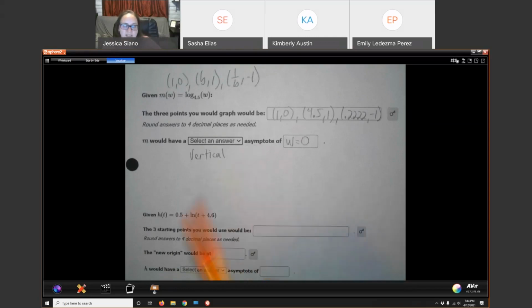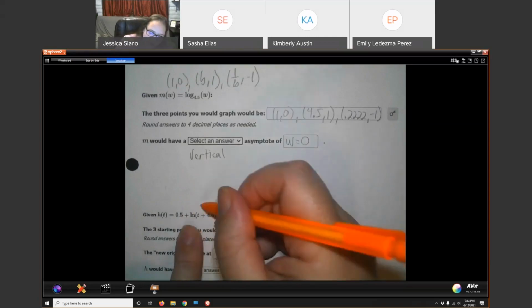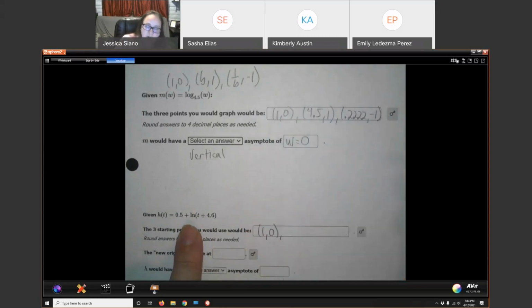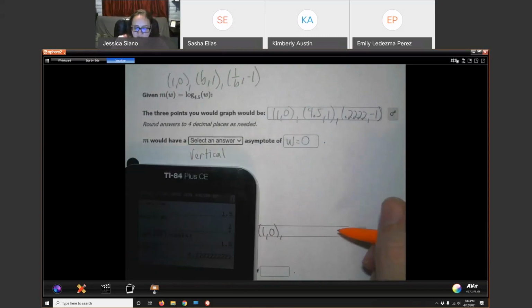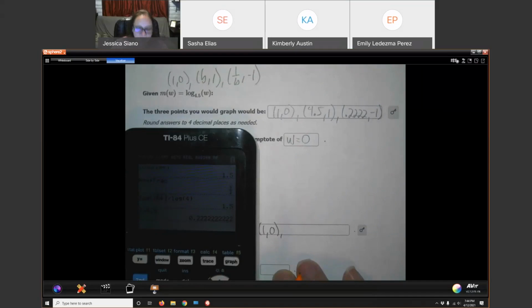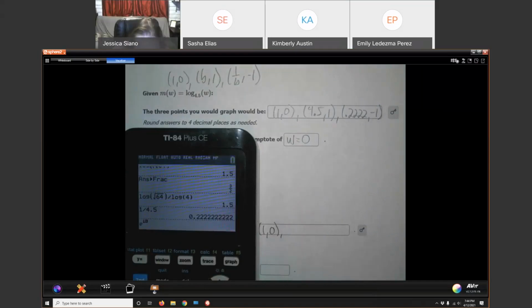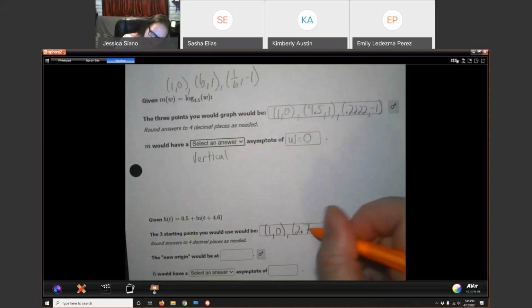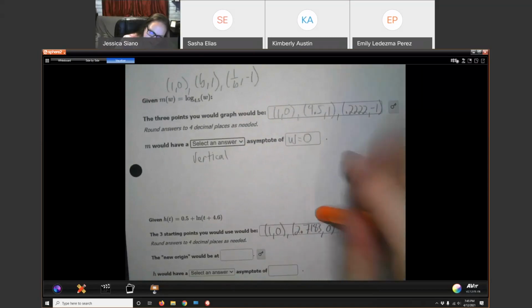So now if we're dealing with an ln, I just want you to remember that your base is e. So with every ln, your points will be (1, 0), (e, 1), but what is the value of e? Because they don't want e, they want a decimal, right? So round that to 4 places. That's 2.7183, and that's 1.